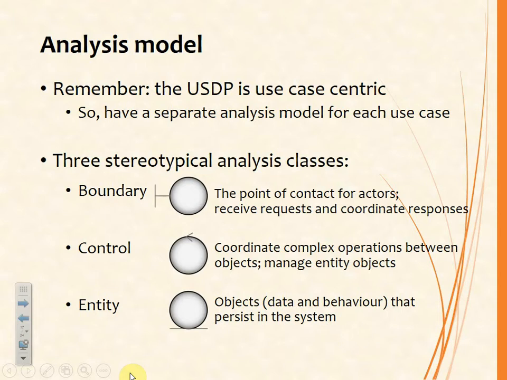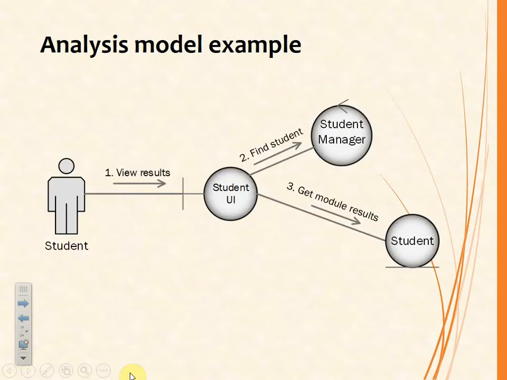Just to re-emphasize the first point on the slide here, please remember the USDP is use case centric. Therefore, there will be an analysis model for each use case. Here's an example. The use case is view results. Therefore, we show the actor that is associated with this use case sending a message called view results. That's the name of the use case. We give it a number to say this is the first message in the sequence of messages on this model.